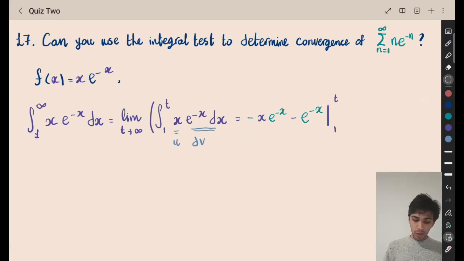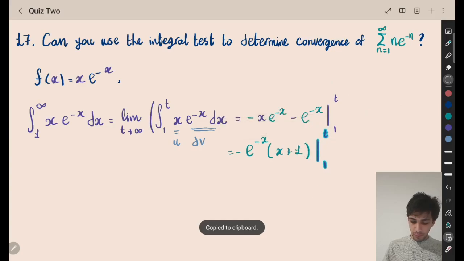And so we plug in our t's. Maybe I'll take e to the minus x as a common factor. Maybe take the negative term as well. You get x plus 1. I haven't substituted in for this just yet.